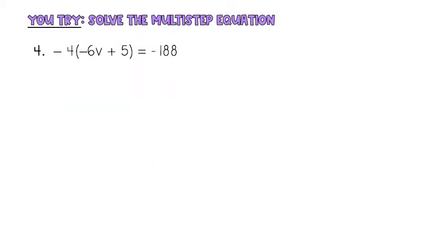Try practice problem number 4 on your own. Negative 4 parentheses negative 6v plus 5 parentheses equals negative 188.